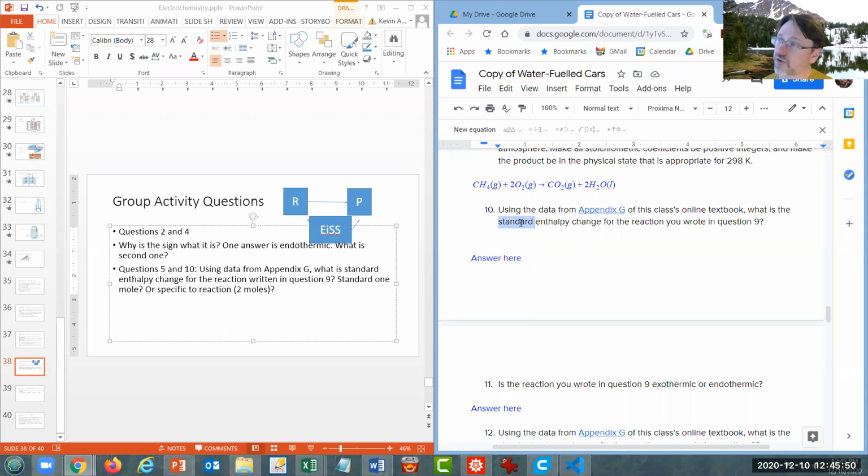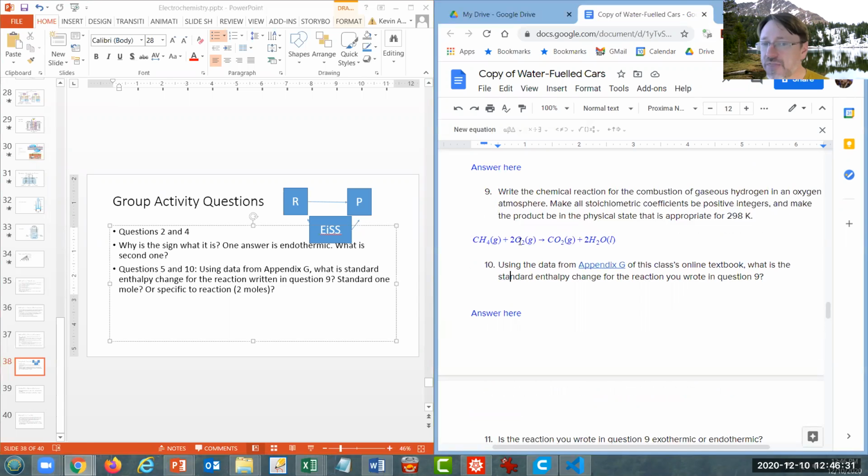Standard means under standard conditions. That means the standard enthalpy change is for a reaction happening at 298 Kelvin, or 25 degrees C, where pressures are at 1 bar and where concentrations are at 1 molar. We designate that with a little superscripted degree sign next to the delta H or the delta S or the delta G or whatever we're talking about. So it has nothing to do with anything like a standard 1 mole. When it says the standard enthalpy change for this reaction, it is for this reaction as written.